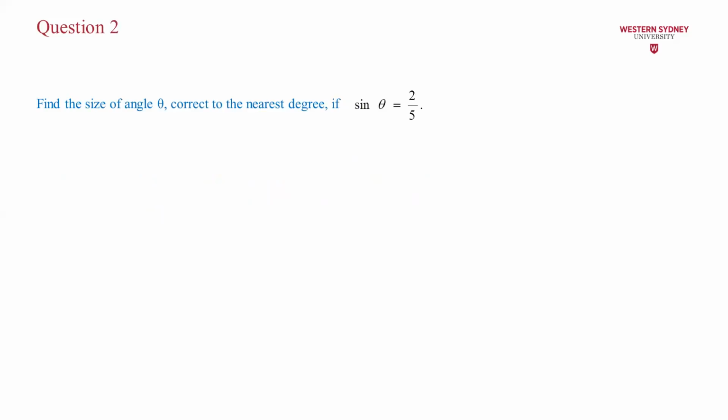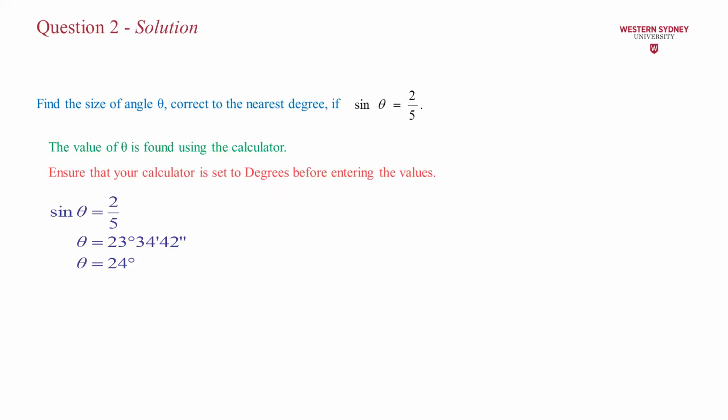Question 2. Find the size of angle theta correct to the nearest degree if sine theta is equal to 2 over 5. Pause the video now. Make sure your calculator is on degrees before you do your calculation. And remember, you've got to press shift, inverse or second function to get an angle out. So we do shift and sine of 2/5, rounding it to 24 degrees.